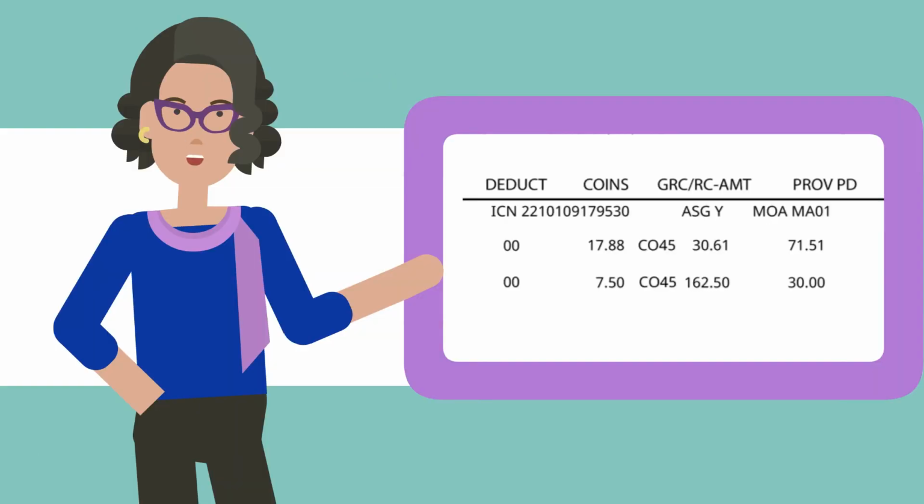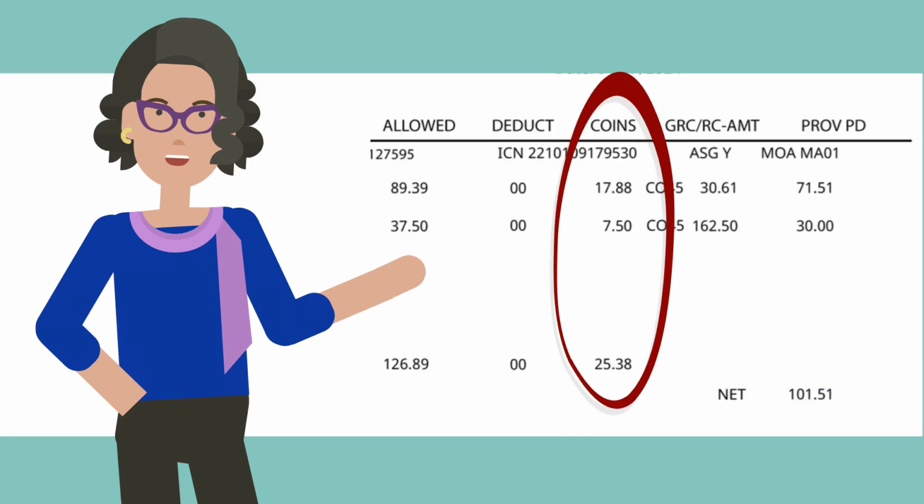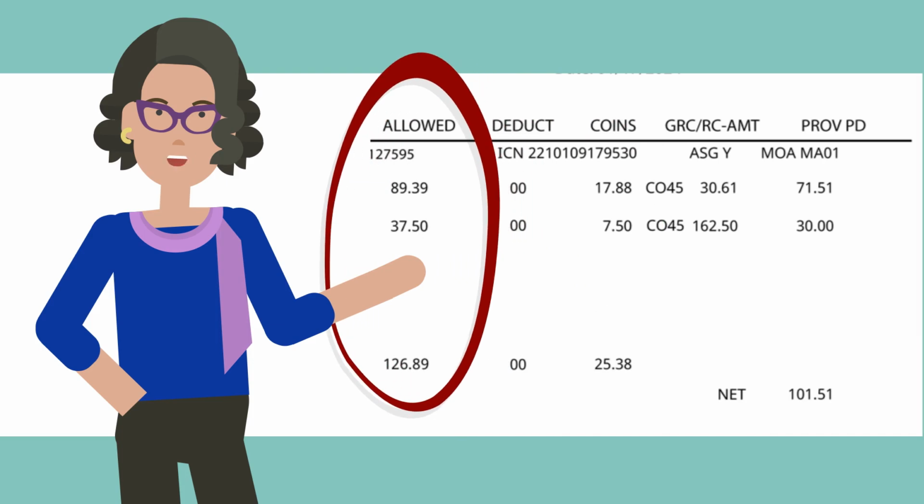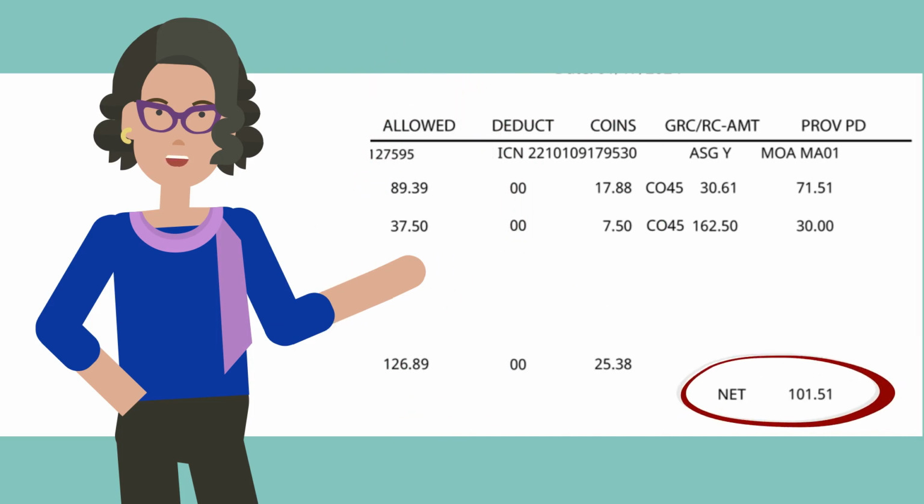Robert doesn't have a deductible because the charges were from December, and he had already met his deductible for the year. His coinsurance totals $25.38. This is subtracted from the total allowed amount for a total of $101.51 paid to Robert's provider by the insurance company.